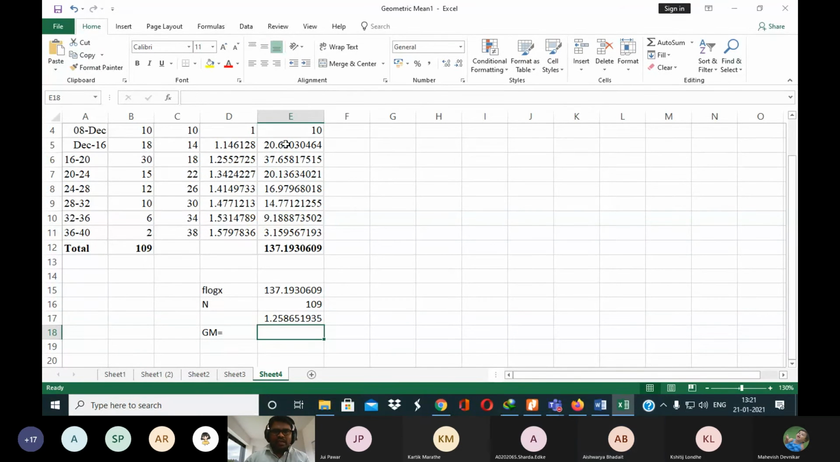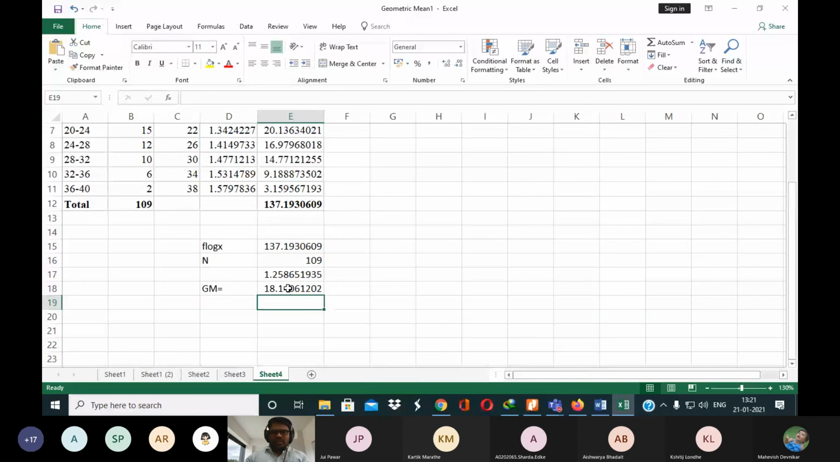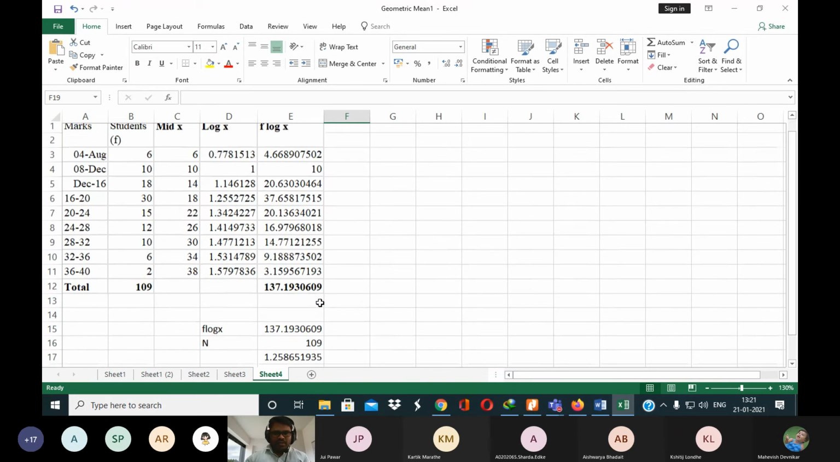Here I have taken more numbers instead of 4 digits; there are 5, 6, 7, 8 digits, therefore it might be possible, but the whole number will be the same. Okay, so let's check the correct answer. So 10 raised to 1.258. Sorry, we have to write equal to 10 raised to this value. 18 point. Yes, it is correct. So therefore the geometric mean of the given data set is 18.1406.